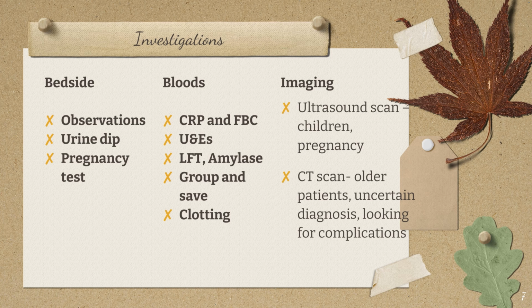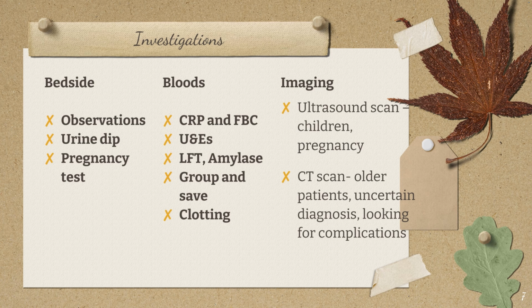The next step is to do bloods. It's important to do a CRP and a full blood count to check if there are any raised inflammatory markers. Because this is inflammation of the appendix, we're looking for raised inflammatory markers. Do some U's and E's to check the electrolytes and kidney function. With any abdominal pain or any abdominal pathology, it's very important to do LFTs and amylase. Amylase is very specific for pancreatitis, so it's important to rule out pancreatitis in any abdominal condition. And if we're thinking that this patient might need to go to theatres, it's important to do a group and save and a clotting.